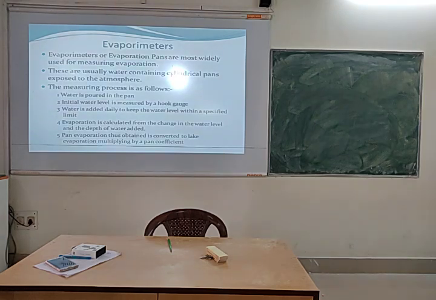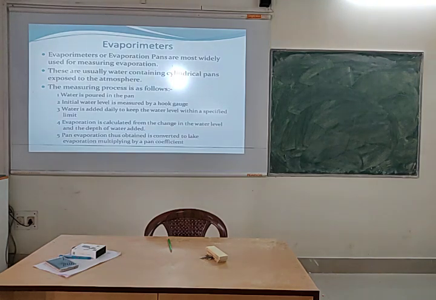So to do so, what do you have to do? After a certain time, obviously you have to pour more water to keep the level the same, right? So they are doing that particular thing. Water is added daily to keep the water level within a specified limit. Evaporation is calculated from the change in the water level and the depth of the water added. That is the amount of water you are adding, that is the amount of water which has evaporated in the last time period, right?